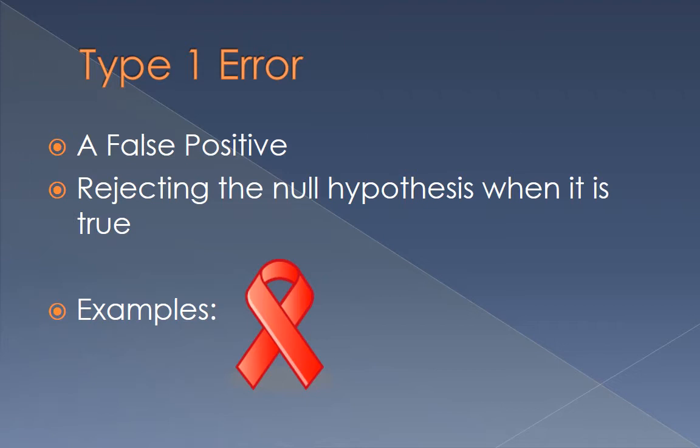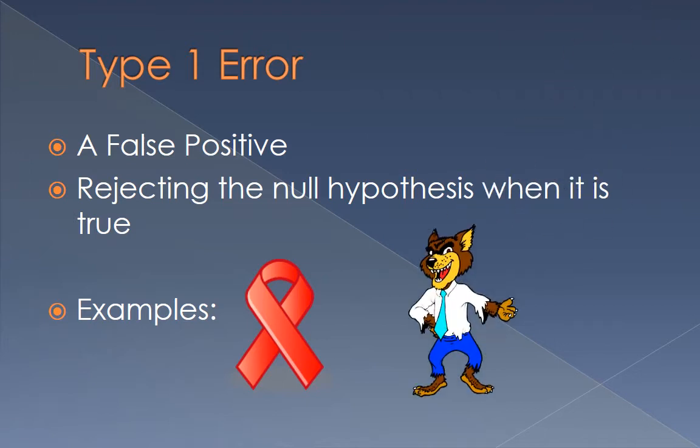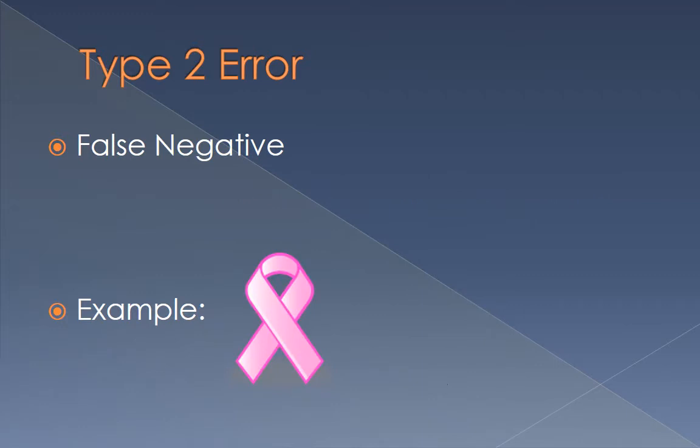Another example of a type 1 error is found in the fable of the boy who cried wolf. In this fable, the boy committed a type 1 error when he incorrectly informed villagers that there was a wolf in the village. In this example, the absence of the wolf represents the null hypothesis.